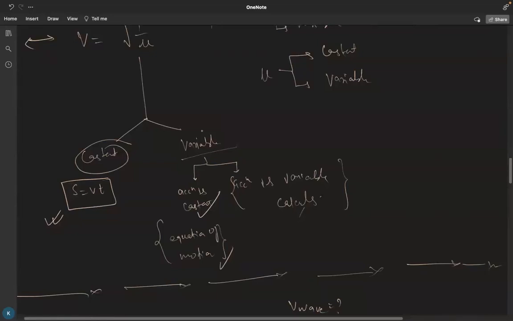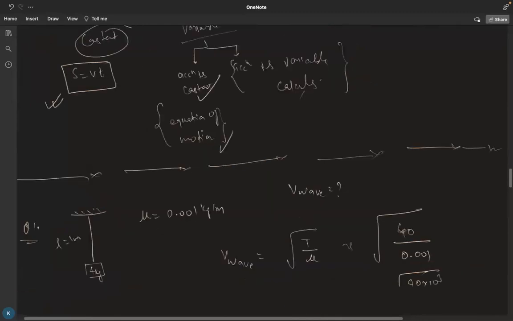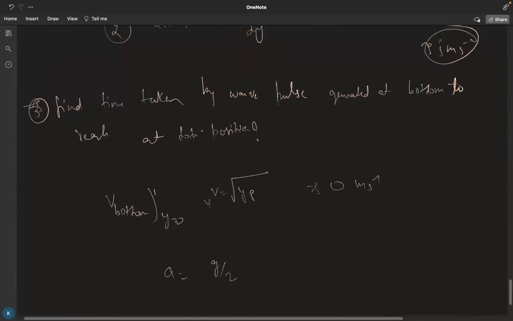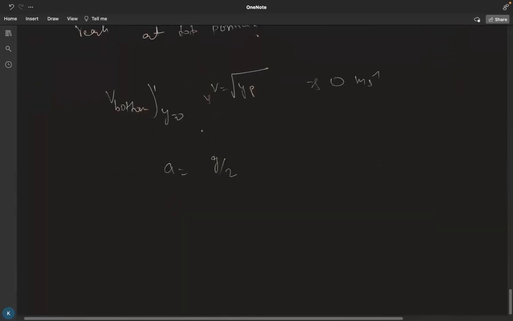So we are able to apply the equations of motion here, which is s is equal to ut plus half at square. So we can calculate how long the wave pulse takes to reach the above position. So let's try to solve it. We have acceleration equal to g by 2.